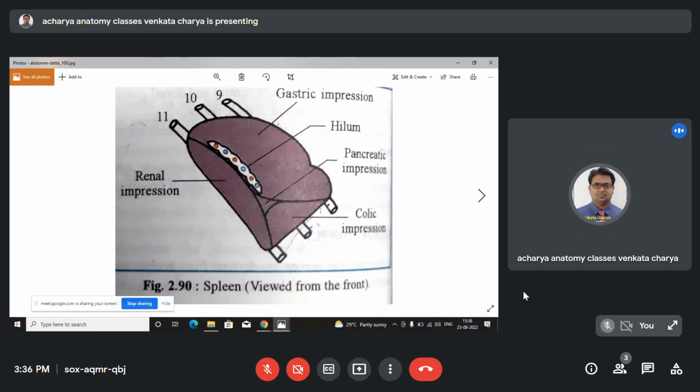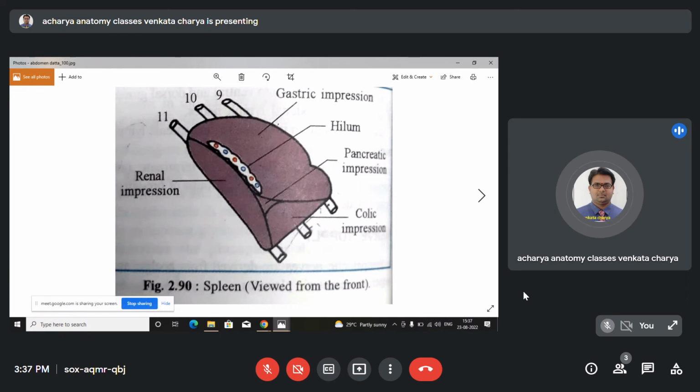Next, nerve supply. Sympathetic supply depends on whether the organ lies in the foregut, midgut or hindgut. The spleen is a part of the foregut. So it is a foregut part.